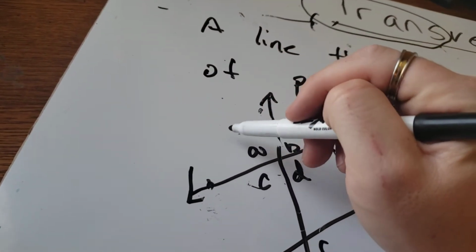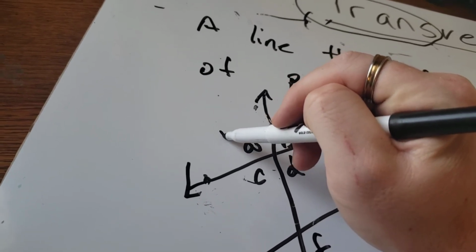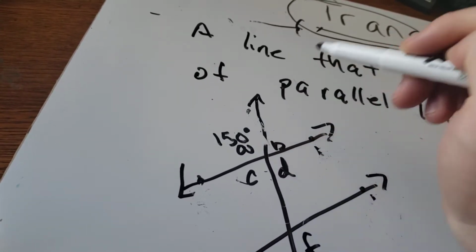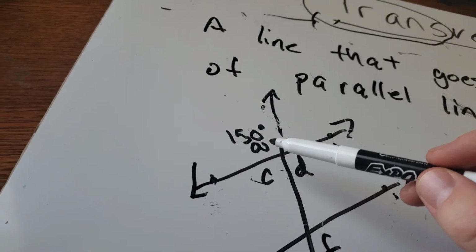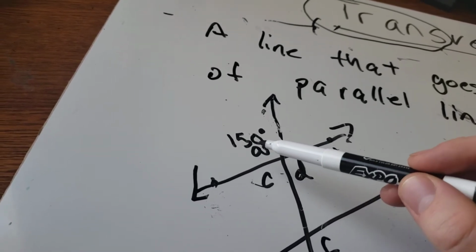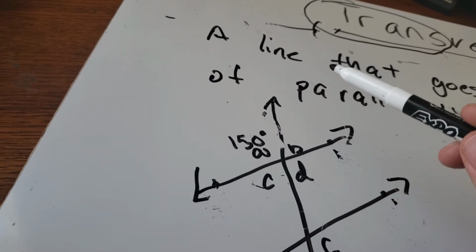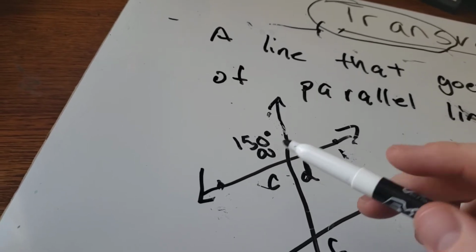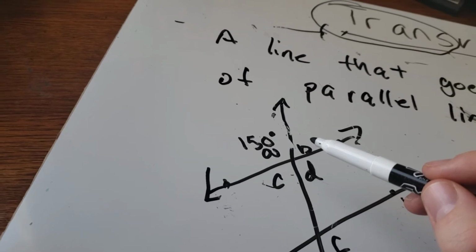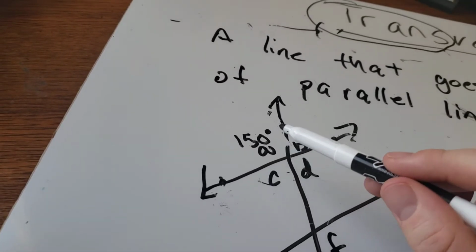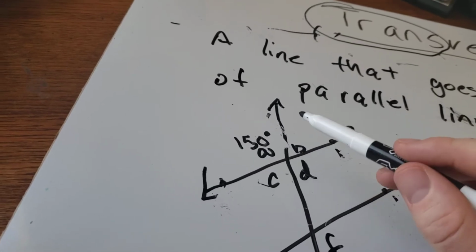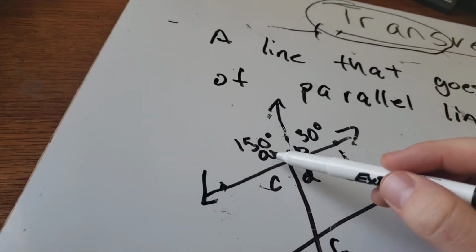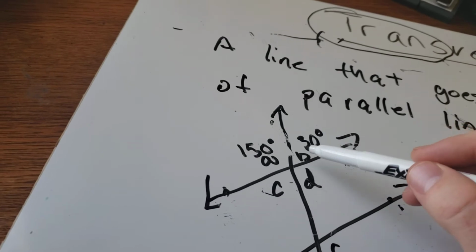So let's just start off by calling angle A 150 degrees. If angle A is 150 degrees, we look at angle B. Angle A and angle B are what we call supplementary. Remember that supplementary angles add up to 180 degrees. So if A plus B has to equal 180, then 180 minus 150 degrees equals angle B. 180 minus 150 gives us 30 degrees. So we know right away that if A is 150, B has to be 30.